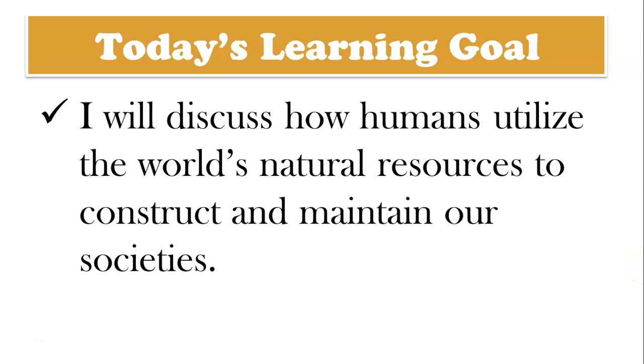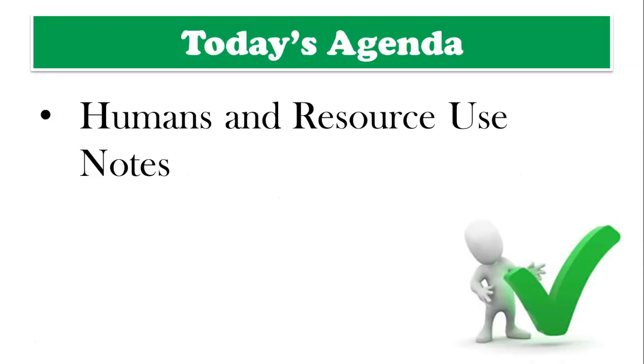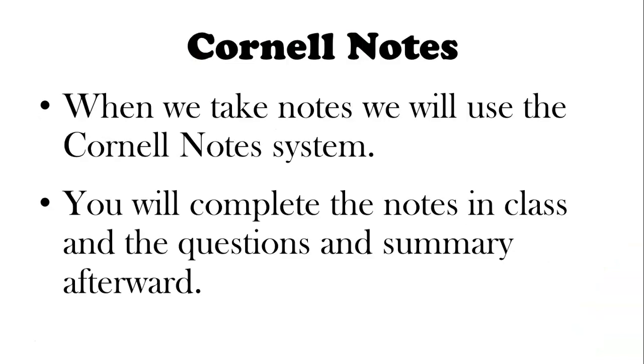Our learning goal today is to take a look at how humans utilize our natural resources to maintain our society. We're going to do this by taking some notes on sustainability and humans and resource use. Today's notes are going to utilize the Cornell-style note system. Basically, you're going to complete the notes paper by filling in the blanks, and you're going to write some questions and a summary at the end.